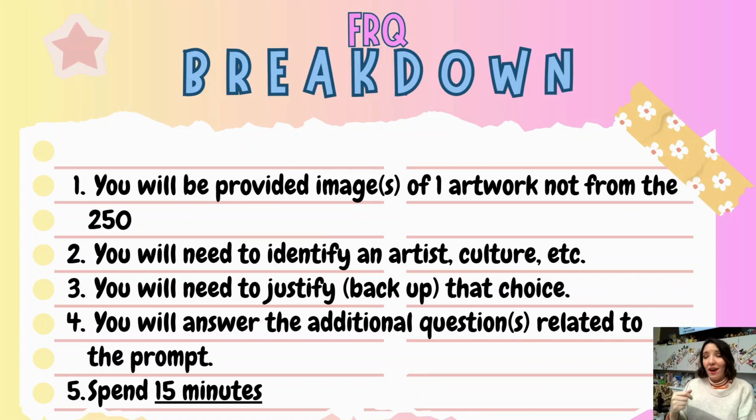You can't just say, yes, it's from Japan because it looks Japanese. How? Explain. Then you're going to answer any additional questions related to the prompt. This is a short FRQ, so it's expected that you spend about 15 minutes on this. Don't get lost if you're like, I have no idea what artwork this could possibly be in relation to. Biggest thing is that you can still definitely get those last 2 points that are related to other questions. Even if you have no idea what the piece is, there are still points on the table. So the only way to get 0 points is to not answer the question.